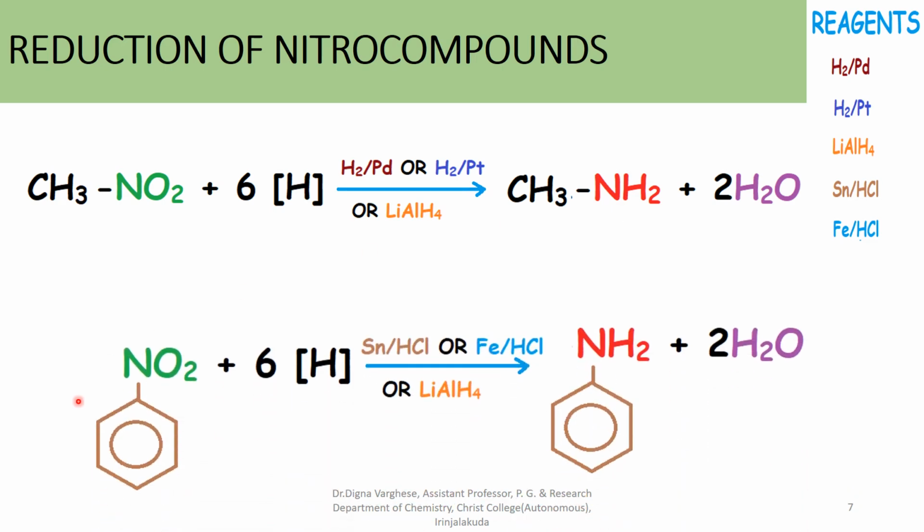And the second reaction is nitrobenzene undergoing reduction in tin HCl or iron HCl or lithium aluminum hydride. We will get the corresponding amine, that is aniline and water. So any nitro compound undergoing a reduction reaction using any one of these reducing agents, we will get the corresponding amines.